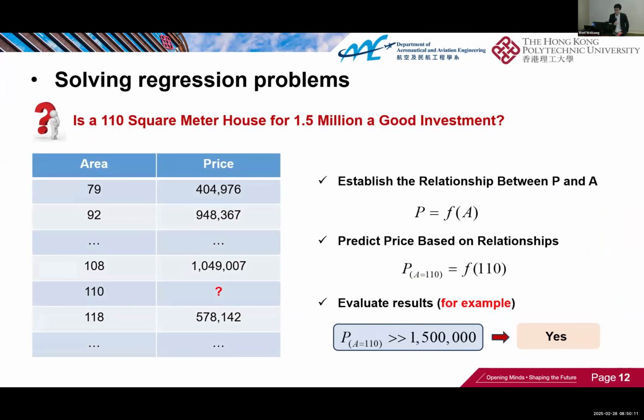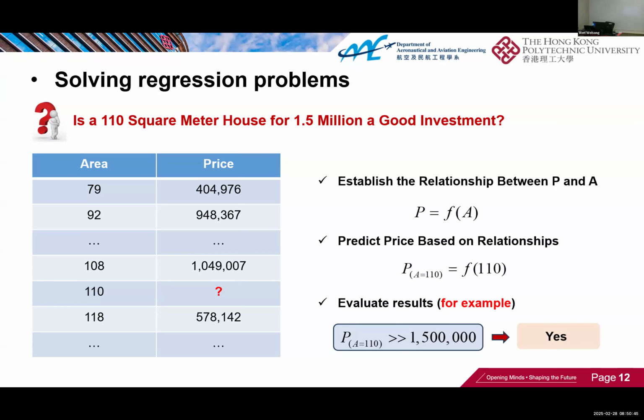This is an example like I just mentioned about house prices. If your house area is 100 square meters, and the price is 1.5 million, this is a good investment. A good investment means, for example, the value is more than 2 million, but you buy it at 1.5 million. Of course, this is a good investment, right? So the left side is the data in terms of the areas.